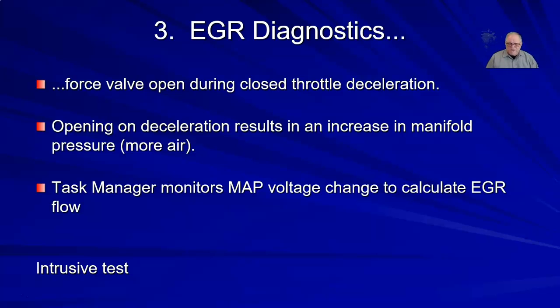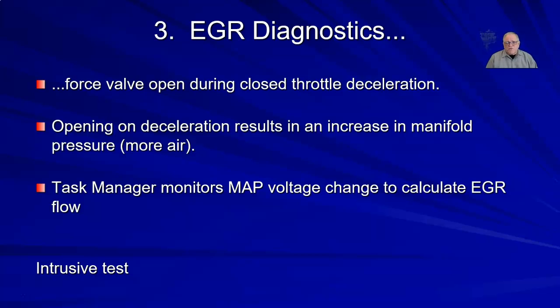Manifold vacuum is the highest, meaning pressure is the lowest during deceleration. The task manager is going to command the EGR valve open during this deceleration. It's going to look at the pressure change in the intake manifold when the EGR valve is opened up, and again, calculate. Now, if the person is paying attention to their vehicle slowing down from this vacuum braking, as you increase the pressure in the manifold, it is possible, not likely, possible that they could feel that change. That's what classifies this as an intrusive test.